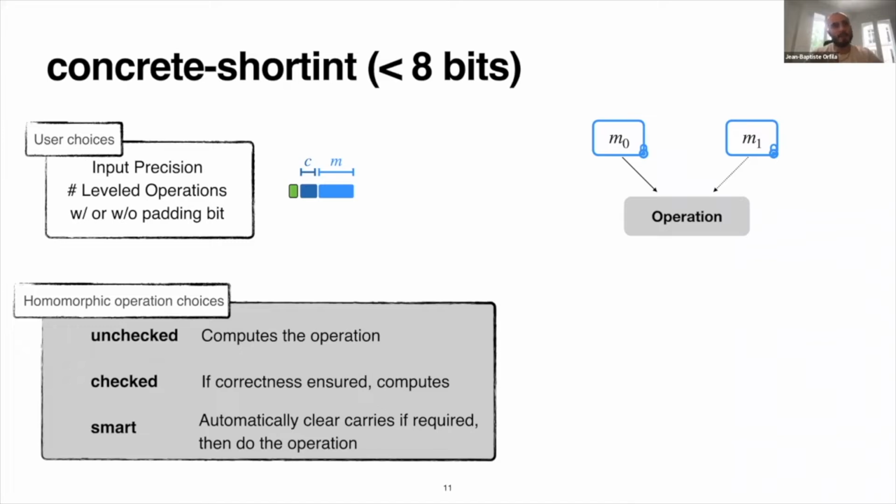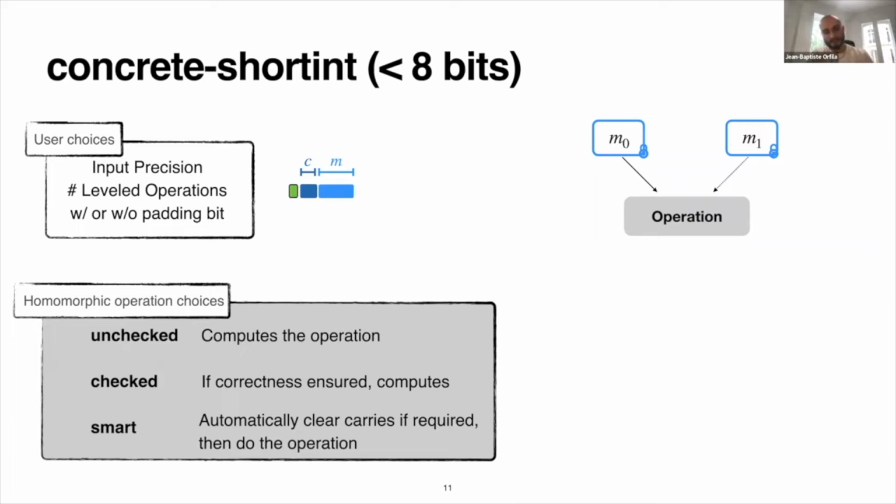So each homomorphic operation comes with 3 flavors, which means the unchecked, checked, and smart ones. The unchecked versions do the operation no matter what, meaning that we are not guaranteeing that the operation will be correct after the decryption. But this is the faster way to compute the thing. So if a user has a lot of background in cryptography and knows what he's doing, this is the way to go.